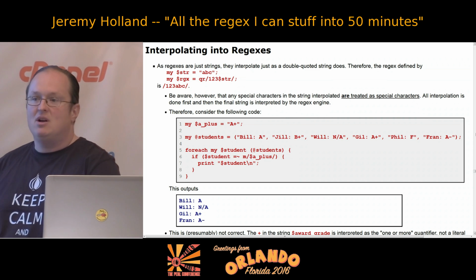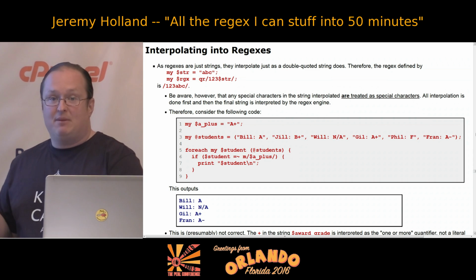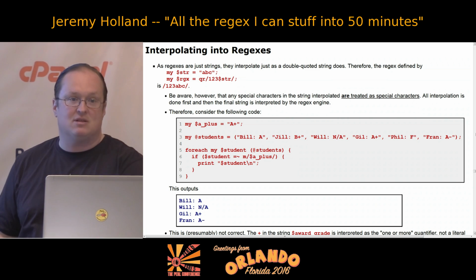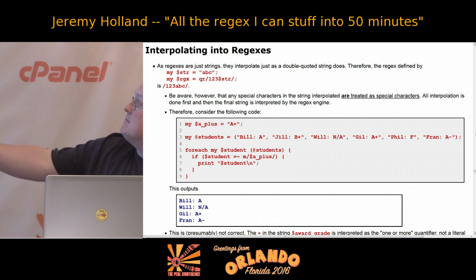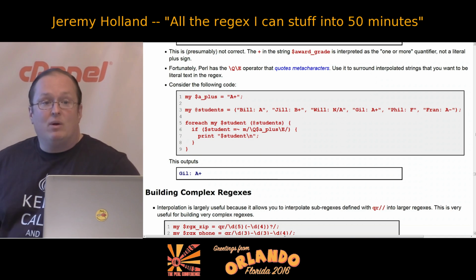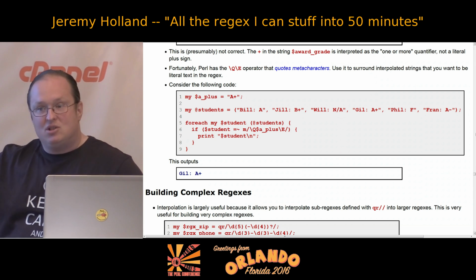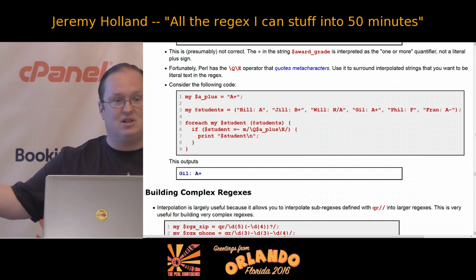And there's a couple of brief notes. When you interpolate plain strings, the regex characters are treated as regex characters, not as literal text, unless you escape them with quotemeta, like that. Another important note when you're interpolating, if you're using capturing, is that $1, $2, $3 counting from the left is counted when all of the interpolation is done.